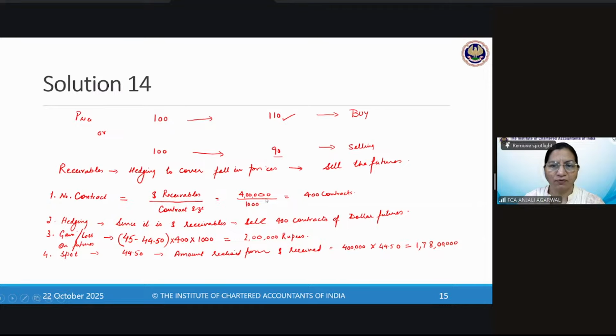So receivables were 400,000 by 1,000, 400 contracts. You have to sell 400 contracts of dollar futures. Price moved from 45 to 44.50, so you gained 50 paisa here. 50 paisa into 400 contracts into each contract of $1,000. Total gain on futures is 200,000 and spot is 44.5. So the amount realized from selling the dollars received is 1 crore 78 lakh. Total inflow 1 crore 78 lakhs plus 2 lakh is 1 crore 80 lakh.